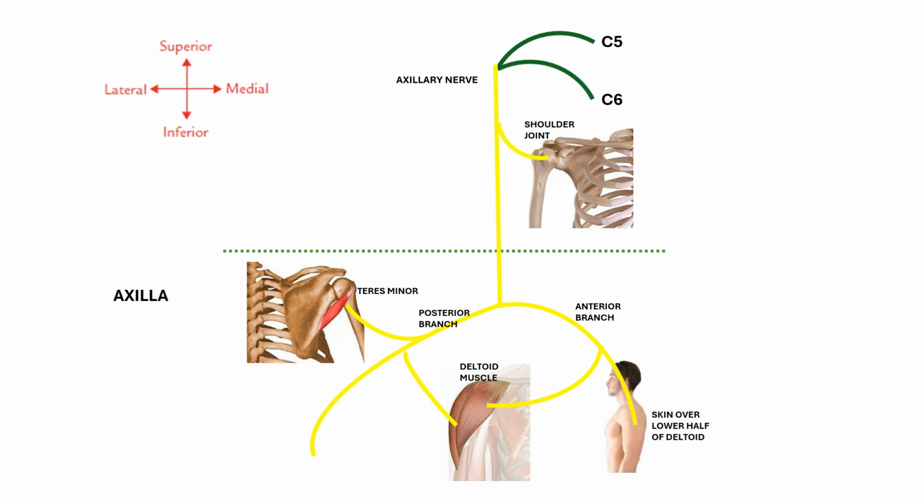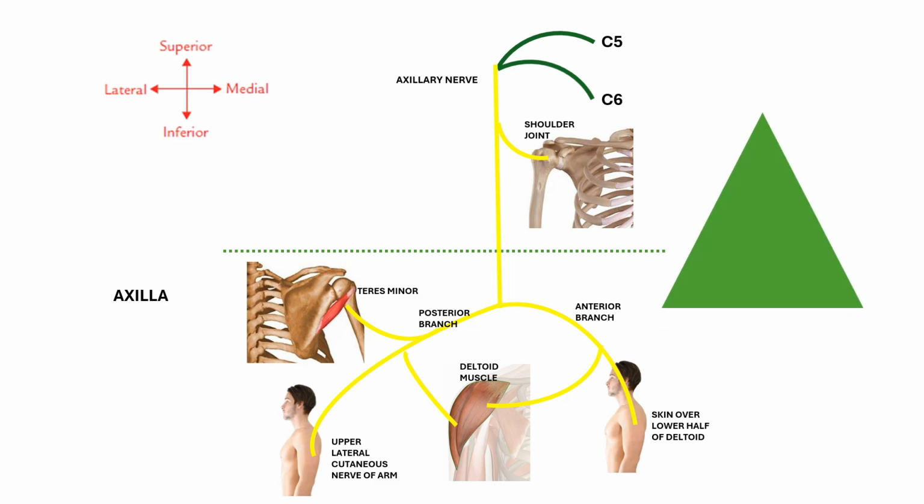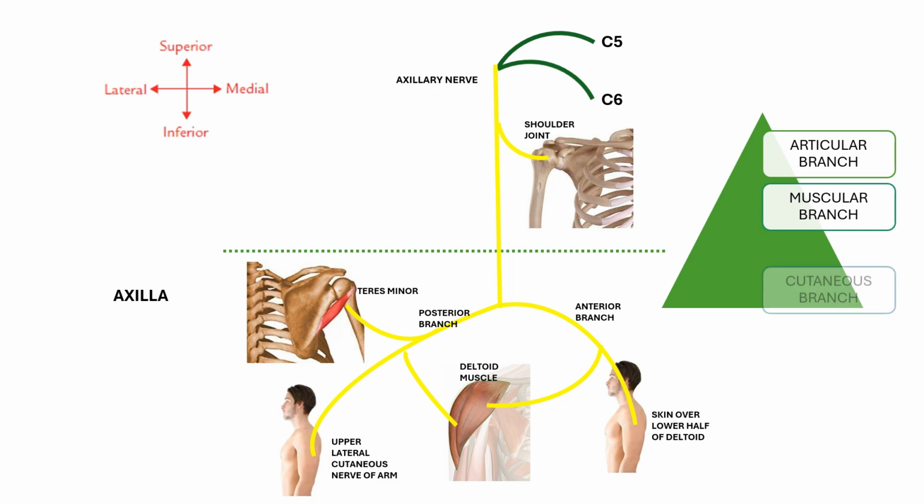The anterior division supplies the skin over the lower half of the deltoid, and the posterior division, it supplies the upper lateral part of the arm by giving the upper lateral cutaneous nerve of arm. So thus the axillary nerve gives articular branches to the shoulder joint, muscular branches to the deltoid muscle and teres minor, and cutaneous branch over the upper lateral part of the arm.